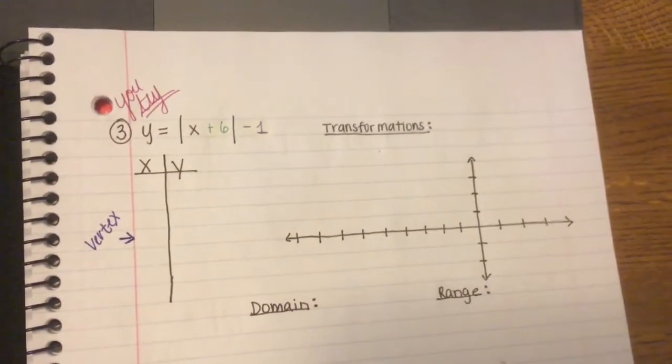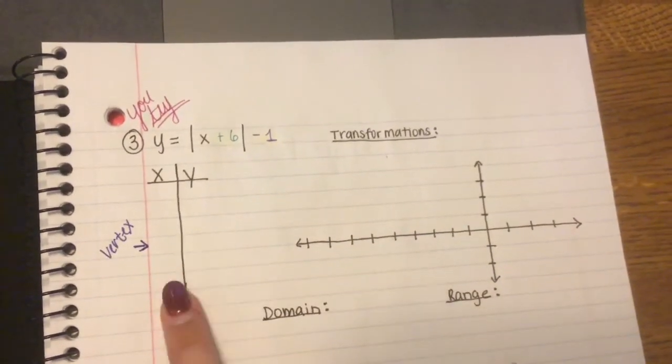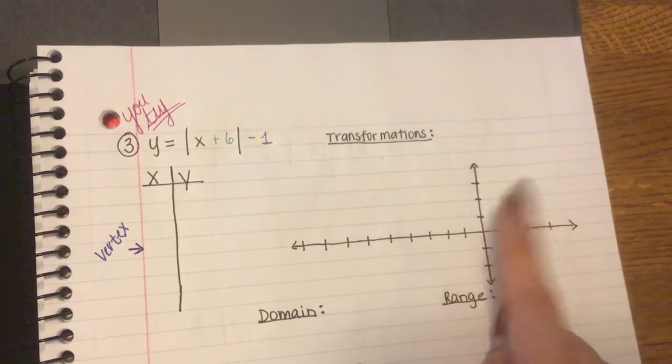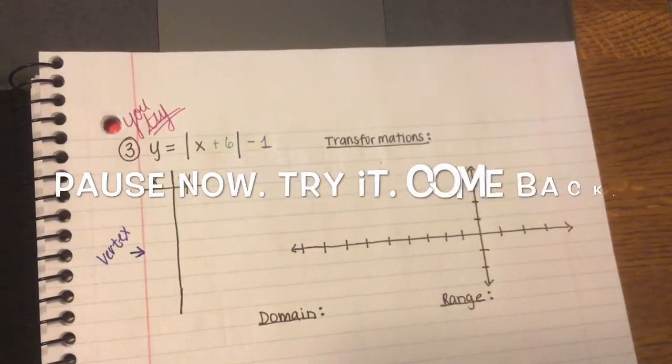I now want you to put all this information together and try this on your own. Find the transformations, the t-table, plot those points on a graph, and describe the domain and range. Pause the video here and come back when you're finished.